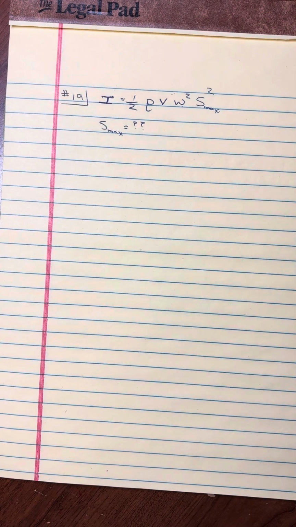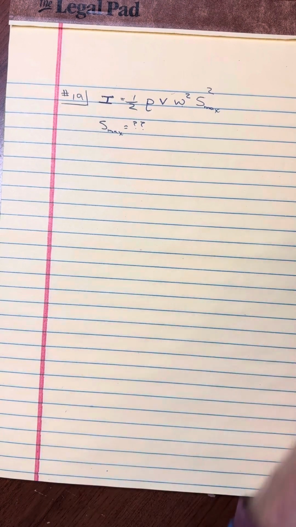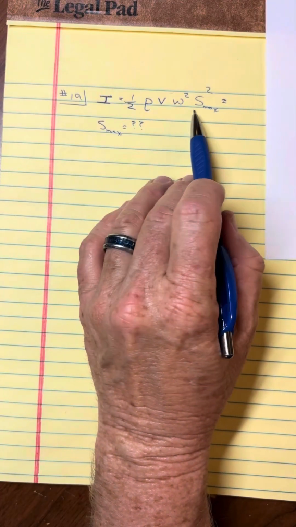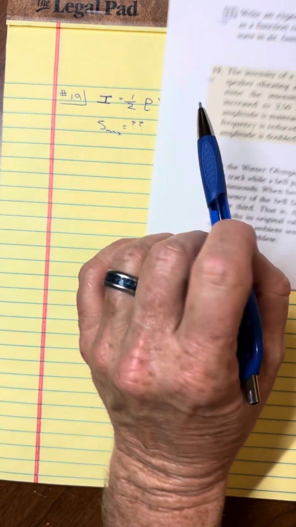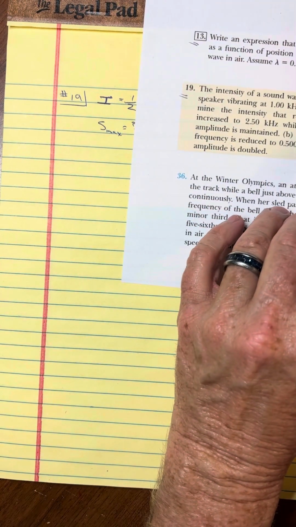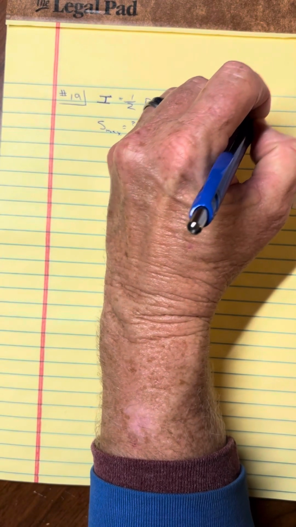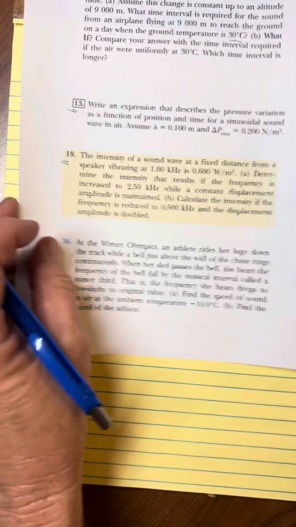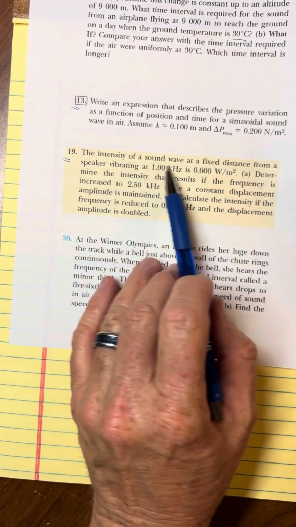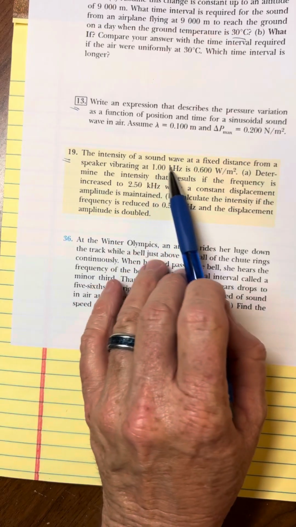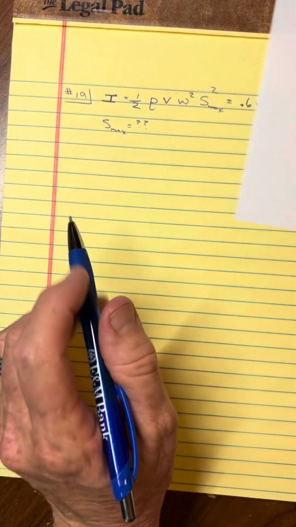You may get it right the long way, but you might then run out of time for the other part of the problem. So it really is a test of knowledge. Because here's what I'm getting at. Let's say all these factors, even though I haven't bothered to look them up or calculate them individually, come out to be 0.6 watts per square meter. That's what the beginning of the problem says: the intensity of the sound waves at a fixed distance from a speaker vibrating at this rate is this intensity.